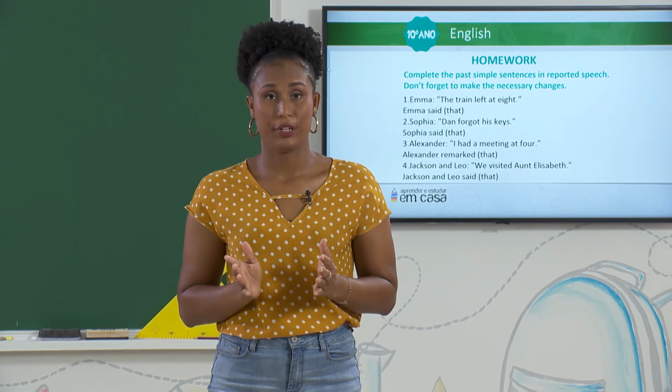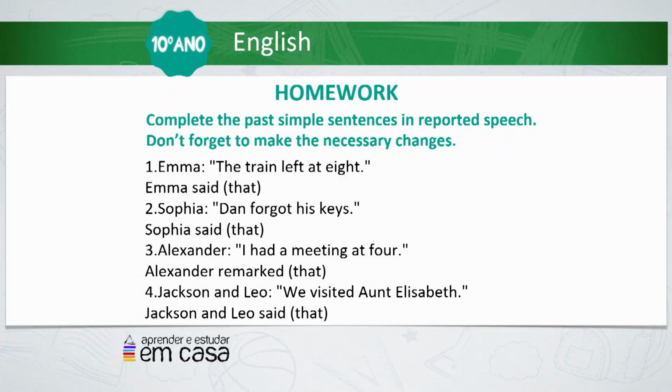For homework, complete the past simple sentence in reported speech. Don't forget to make the necessary changes. 1. Emma, the train left at 8. Emma said that. 2. Sophia, Dan forgot his keys. Sophia said that. 3. Alexander, I had a meeting at 4. Alexander remarked that. 4. Jackson and Leo, we visit Aunt Elizabeth. Jackson and Leo said that.